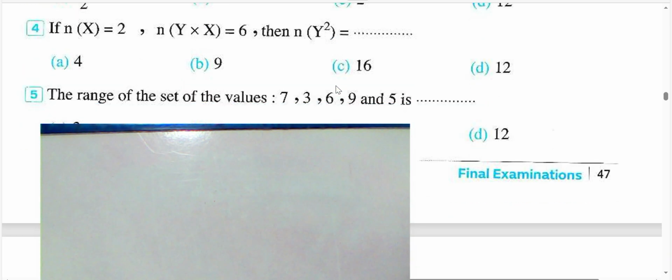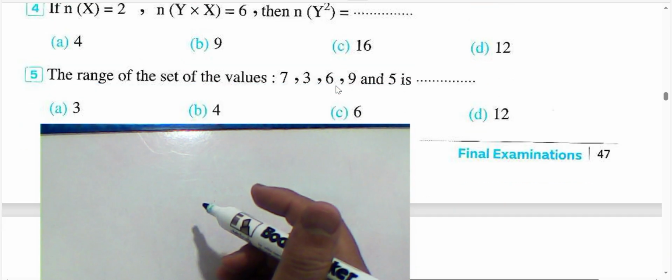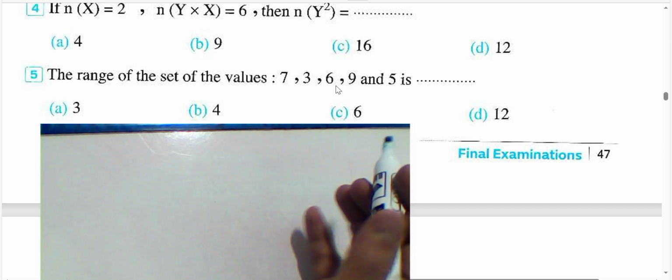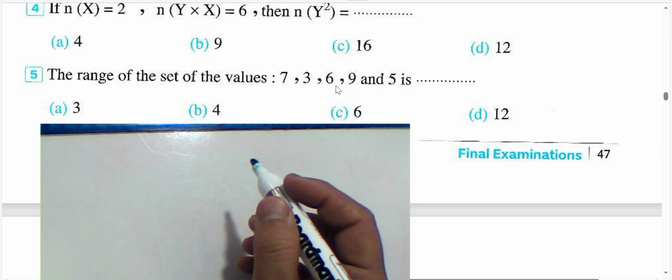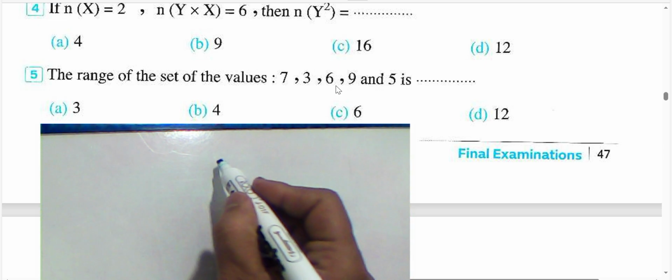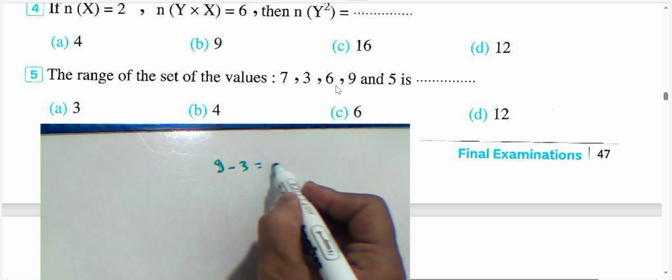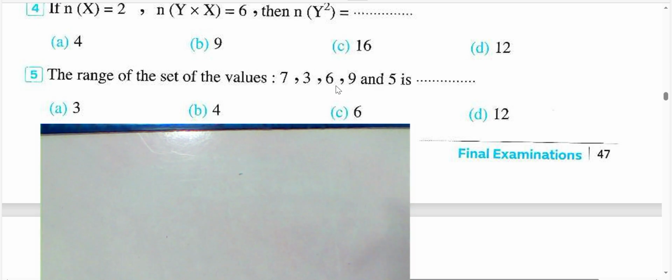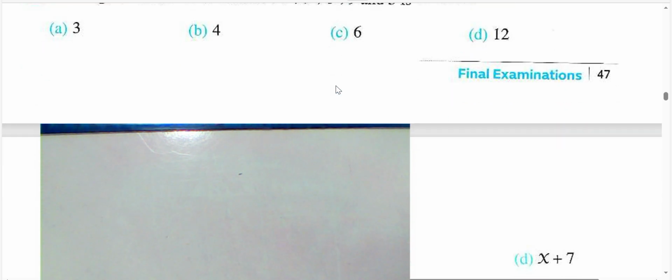Next question down. The range of the set 7, 3, 6, 9, 5 is? The range equals the difference between the maximum and minimum. The maximum here is 9 and the minimum is 3. 9 minus 3 equals 6. Next question.